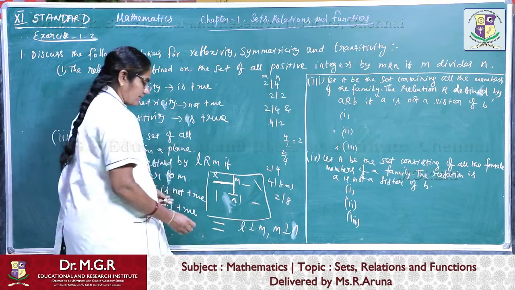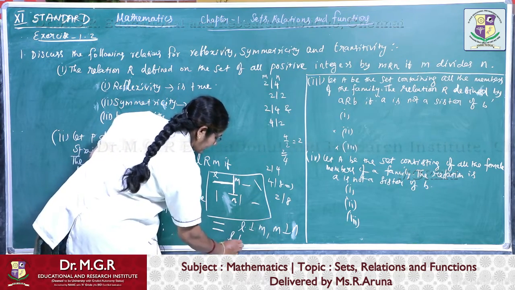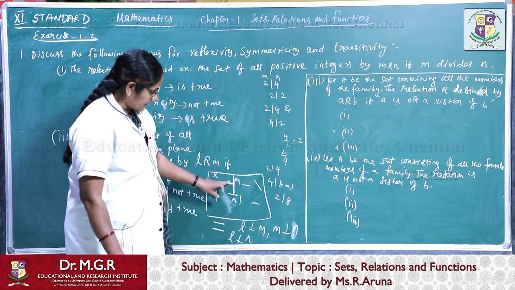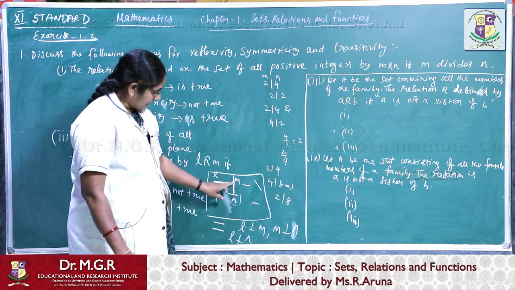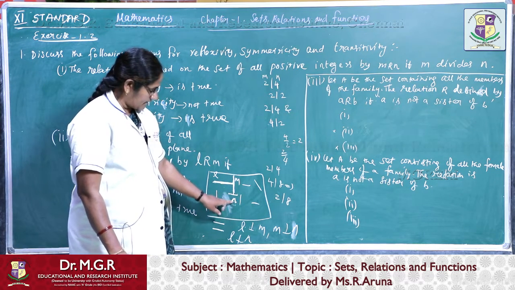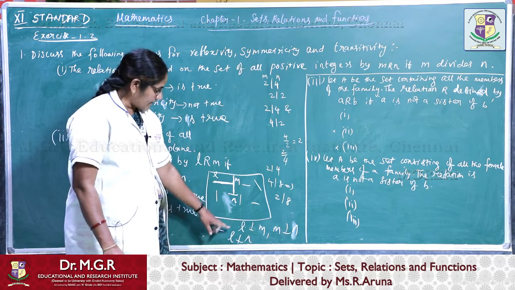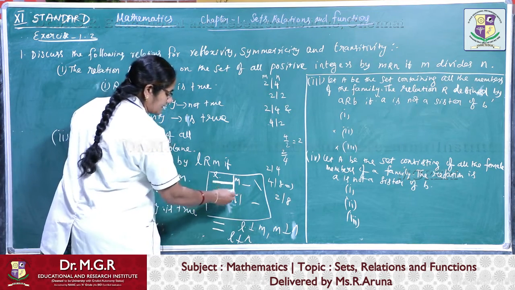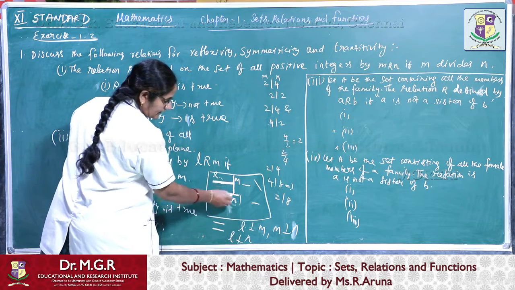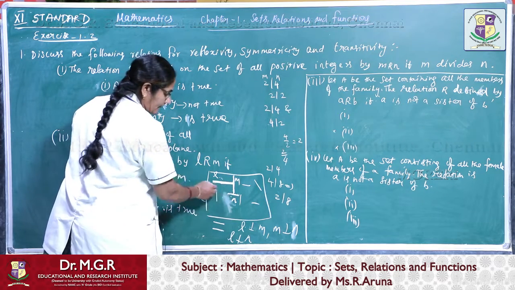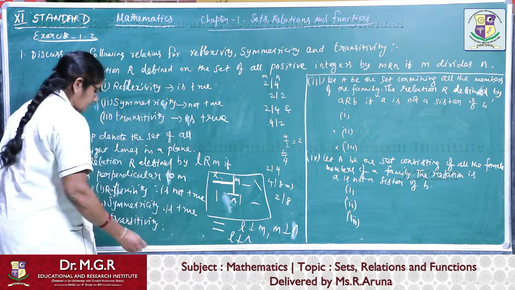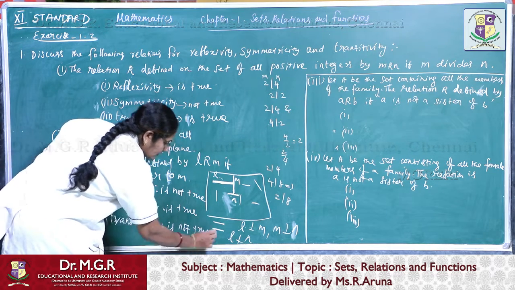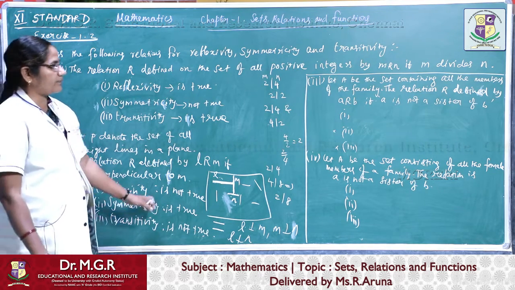Okay, so what is our derivation? L should be perpendicular to N. So L is perpendicular to M, but M is perpendicular to N, which means our derivation should be L is perpendicular to N. Now you see, L is like this, N is like this. Are they perpendicular? No, they are parallel. So transitivity is also not true. Okay, so this is the way we should prove this.